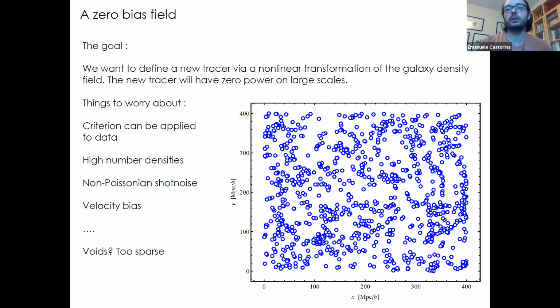And so it's important when we do it to keep in mind a few things. This is something that we should actually be able to do in the data, otherwise this would be a completely academic exercise. It's important that there are enough galaxies after we do this selection, because otherwise the noise would be too high. And we should also take into account the fact that this is a nonlinear transformation. So Andre, Neil, and Will and others have looked at the fact that nonlinear transformation generates velocity bias. So this is something that we also have to take into account. And so these are a number of constraints that we would like to follow in order to define the tracer. Voids are a possibility because it has been shown even in BOSS data that there exists a sample of voids which has zero bias, but those are too sparse. The number density is about 10 to the minus 5.